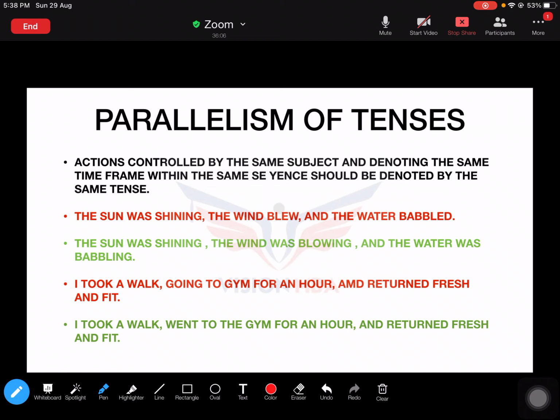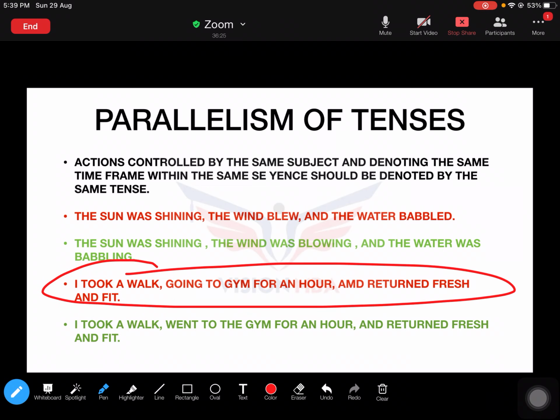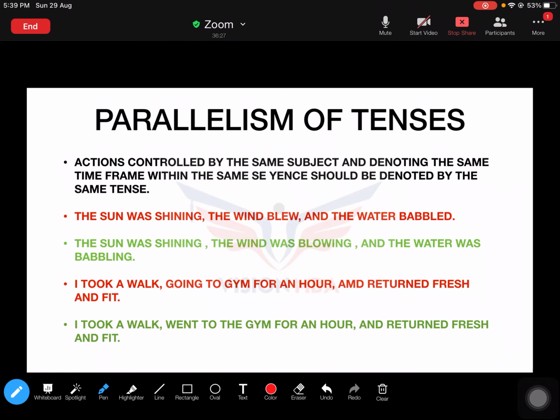Check the second one. I'm just giving you a brief of it so that you get the idea that I have to follow the same pattern, the same tense form. I took a walk, going to gym for an hour and returned fresh and fit. Even if you read the sentence, it sounds incorrect because it is incorrect. I took a walk, past tense, went to the gym, past tense, and returned fresh and fit.